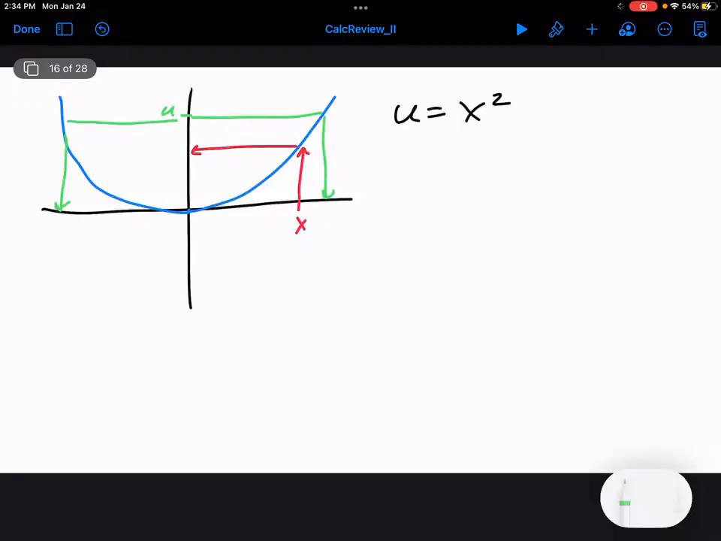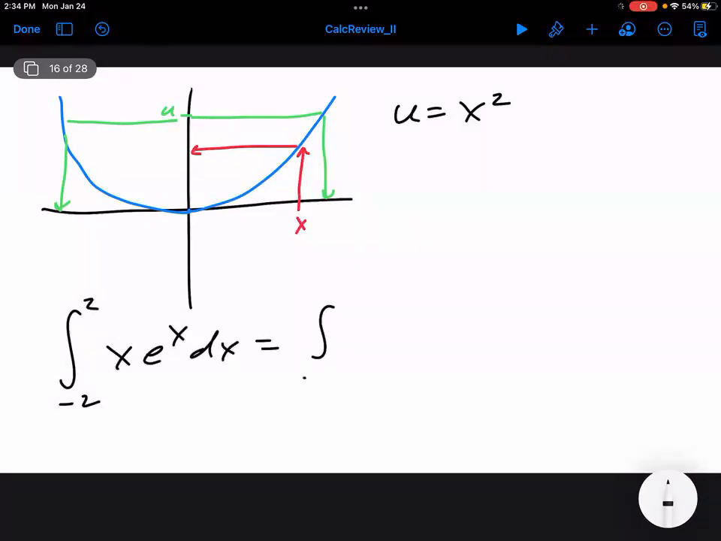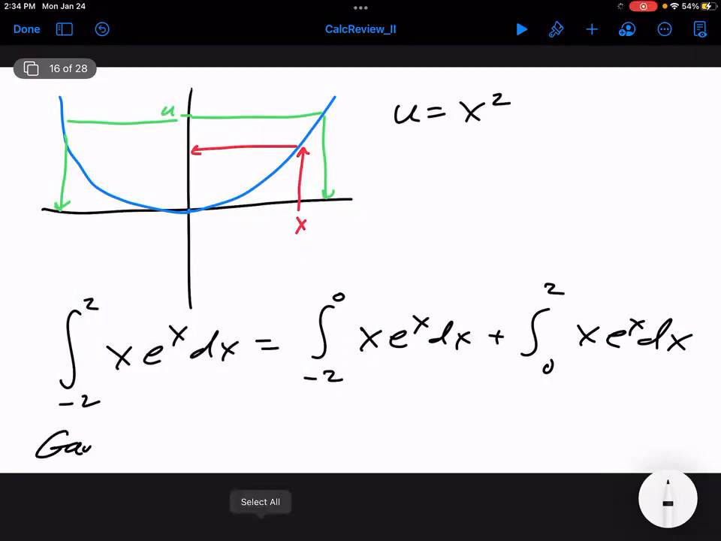And so what we really need to do, if we're integrating from -2 to 2 of x e to the x squared dx, is break this up as the integral from -2 to 0 of x e to the x squared dx plus the integral from 0 to 2 of x e to the x squared dx. Now for this problem, we don't need to do this because the integral is just going to be 0. But if instead I gave you, say, the integral from -2 to 2 of x squared e to the x squared dx, then this would be a very different story because now we don't expect it to be 0.